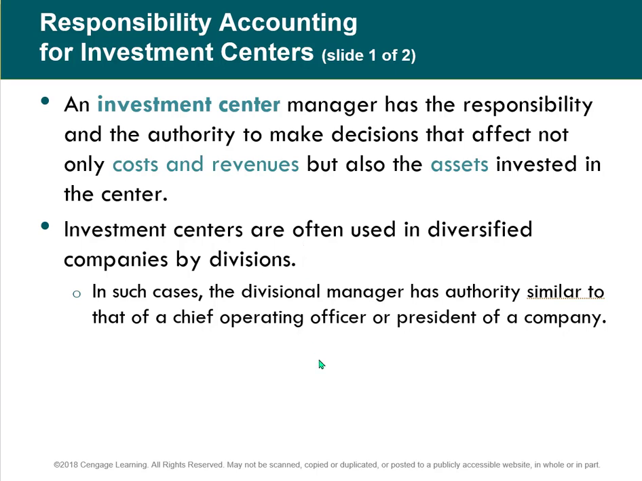Okay, so think of a division of General Motors, for example, maybe a particular model of a car, maybe the one that's in charge of doing electric vehicles. Okay, in such cases, the divisional manager has authority similar to that of a chief operating officer or the president of a company. I mean, for all intents and purposes, they look like separate companies.